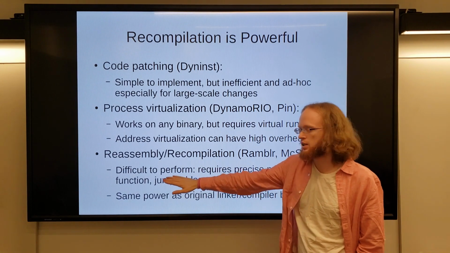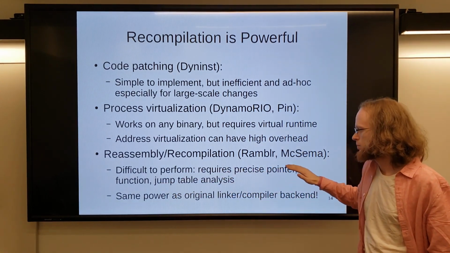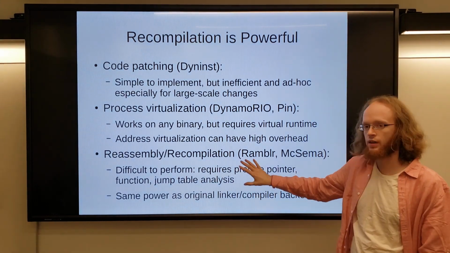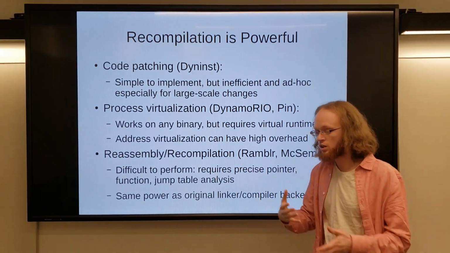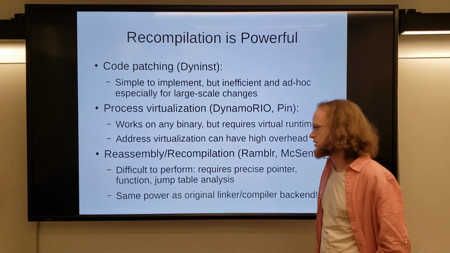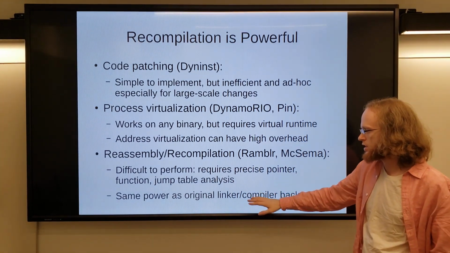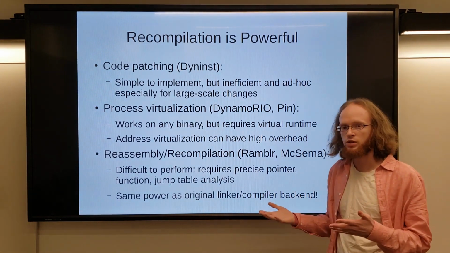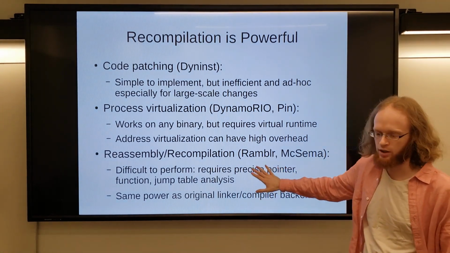Binary recompilation is pretty difficult to perform because you need precise analysis of all of the functions, pointers, jump tables, and so on in the binary so that you can change them in case they get moved to new addresses. This does give you the same power as the original linker or the original compiler backend, where anything can be moved to a new address. So this is what we're going for here, recompilation.